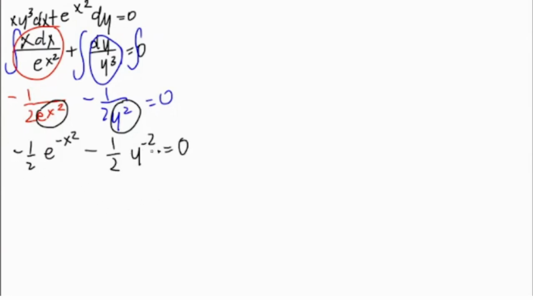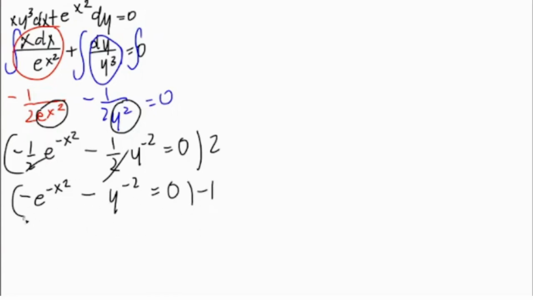Multiply natin both sides by 2 kasi may denominator. So, multiply both sides by 2. So, makakancel na tong dalawa. Magiging negative e raised to negative x squared minus y raised to negative 2 is equal to 0. Multiply natin ulit by negative 1. Magiging e raised to negative x squared plus y raised to negative 2 is equal to c. So, yun na yung final answer natin.